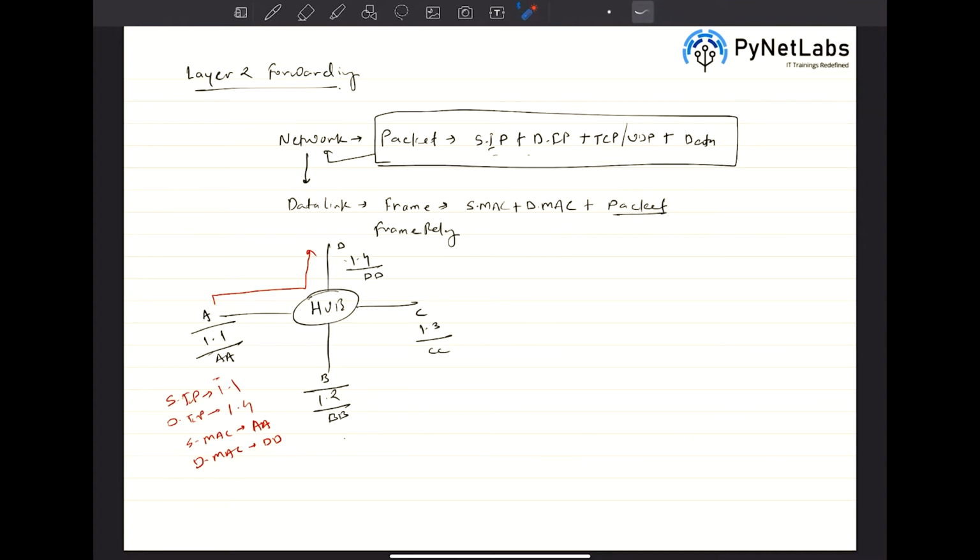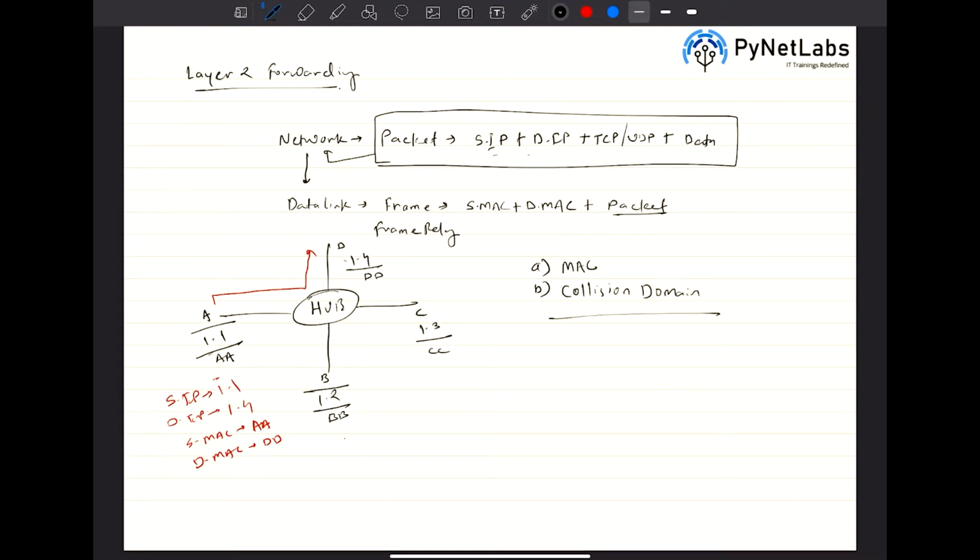So why is that? There's a technical reason to it as well. Now, before understanding why the hub is not able to forward the traffic properly, you need to understand two things. You need to understand what a MAC address is, and you also need to understand what collision domains are.